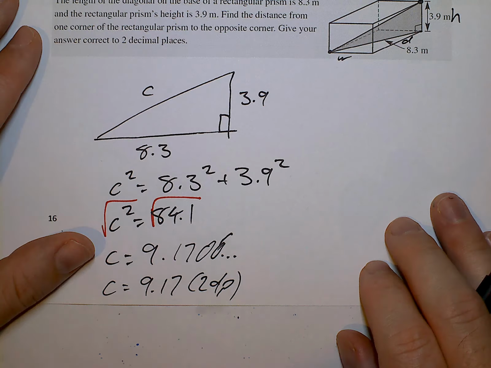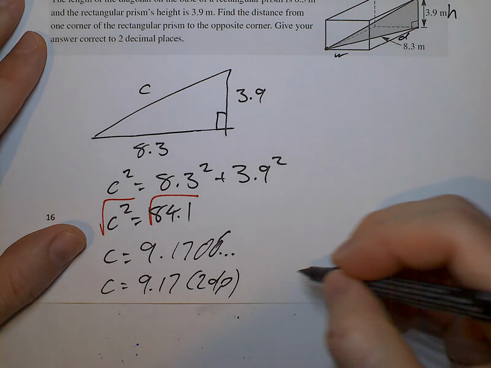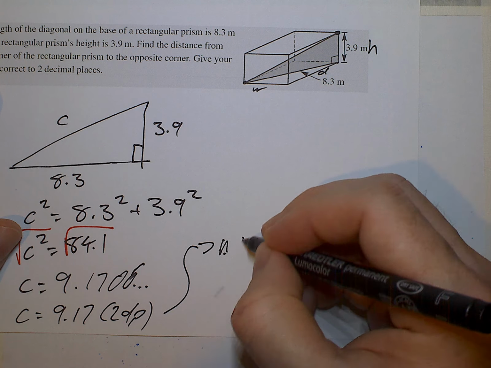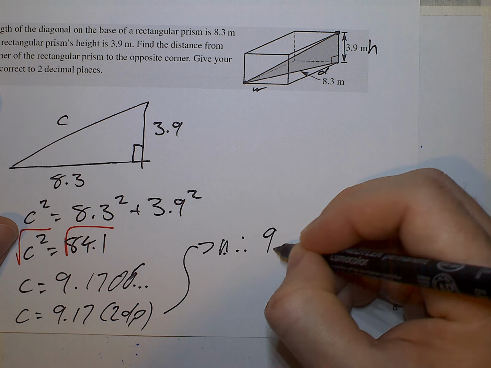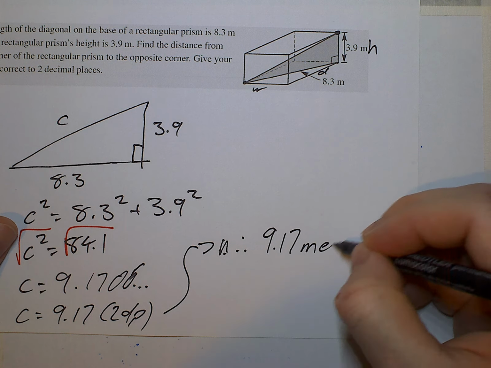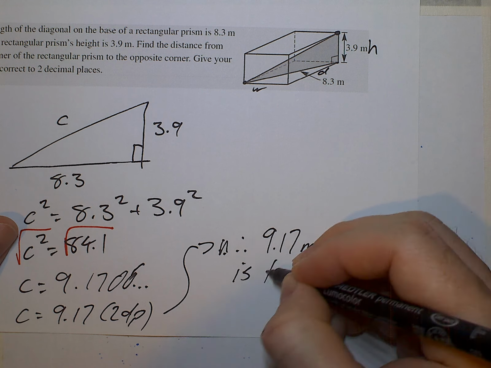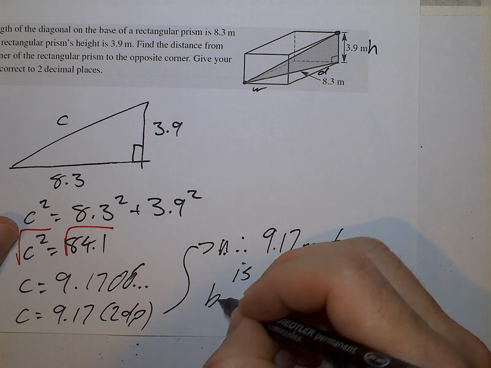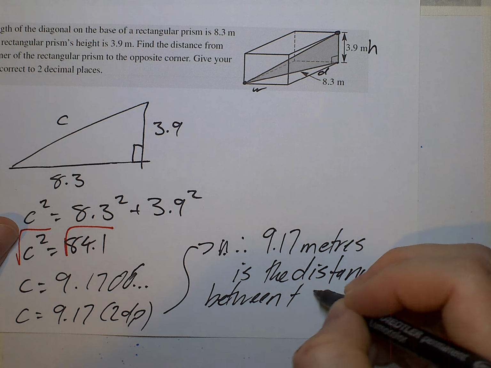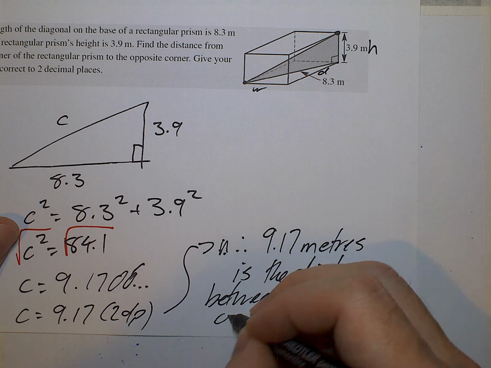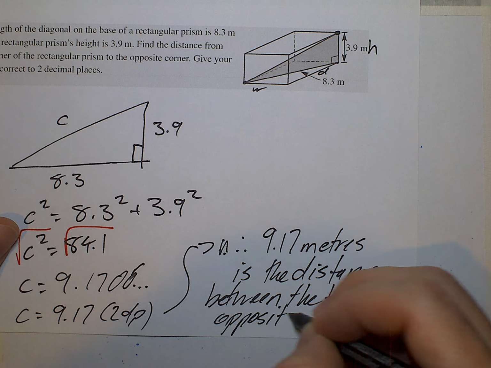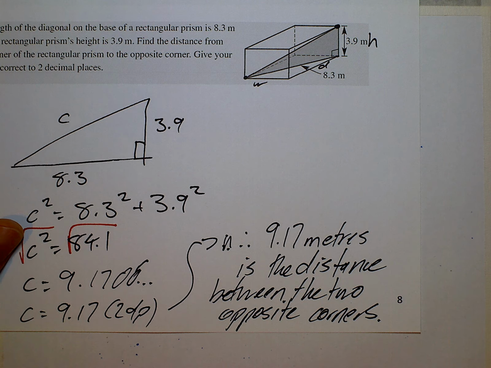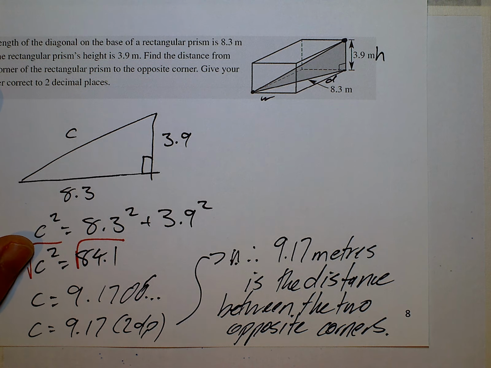Let's write that as an answer. Therefore, 9.17 meters is the distance between the two opposite corners. And that's all there is. So you just have to identify the triangle and then solve from there.